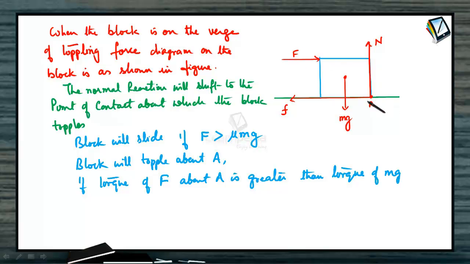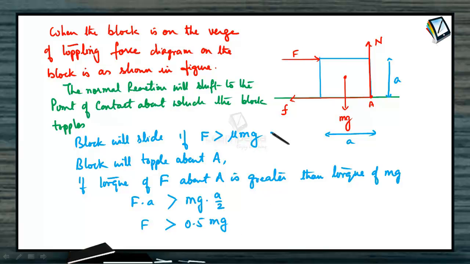Force into perpendicular distance. This distance is A, this height h is also equal to A. So, when I apply a force F here, the torque of the force F will be F times A. This should be greater than the torque due to mg about this point. mg into perpendicular distance, which is A by 2. So, mg into A by 2. So, F should be greater than 0.5 times mg. So, if I take this as equation 1, this is our equation 2.